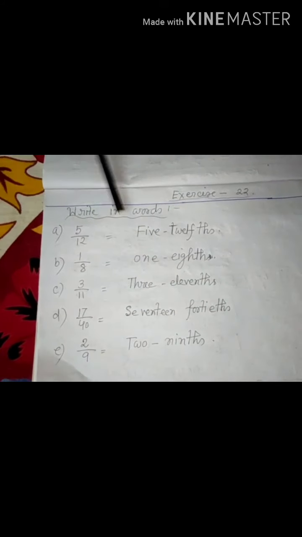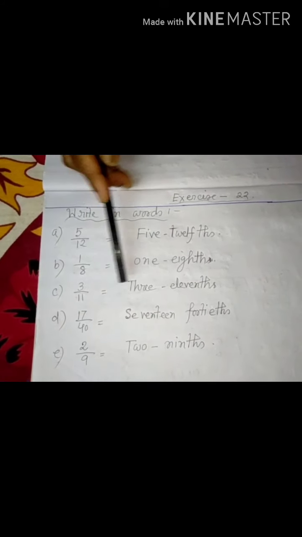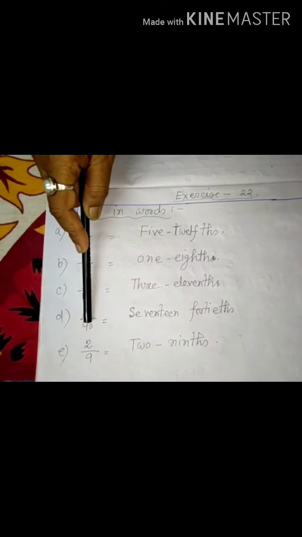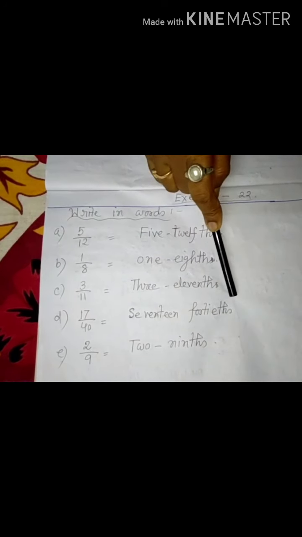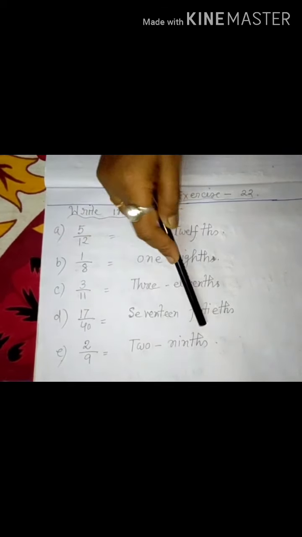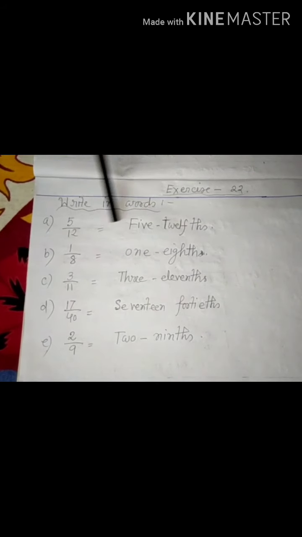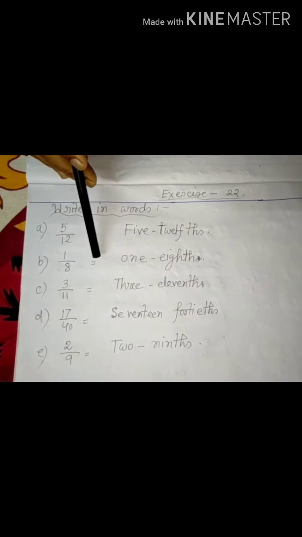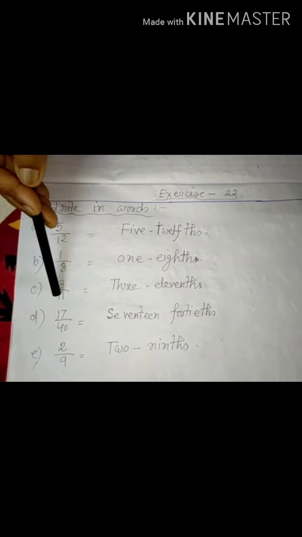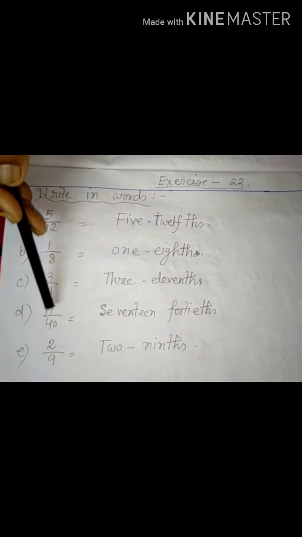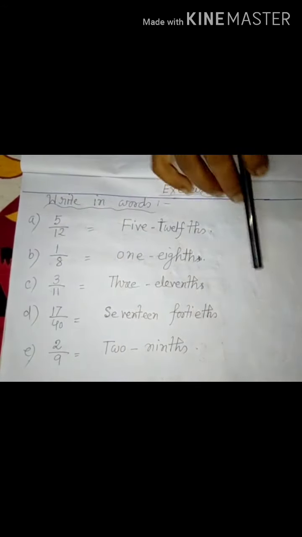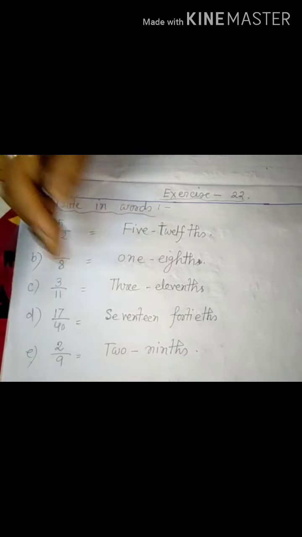Exercise 22. Write in words. 5/12 is 5/12. 1/8 is 1/8. 3/11 is 3/11. 17/40 is 17 40ths. 2/9 is 2 9ths. Repeat it again. Write in words, Exercise 22. 5/12, 1/8, 3/11, 17/40 equal to 17 40ths. E. 2/9 equal to 2 9ths.